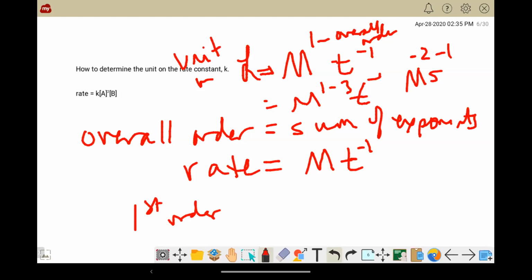then the units on K are just going to be time to the -1, because when you plug the overall order of 1 into that equation, 1 minus 1 is 0. You don't have molarities on K. So you can look at the unit on K and use that to know what the order of the reaction is, if there's a single reactant generally.